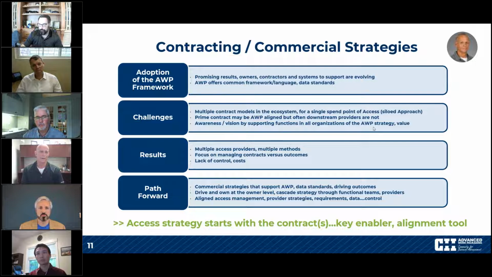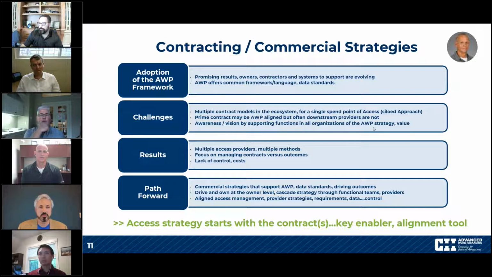As an example, the prime contract may be AWP aligned, but many of the cascading subcontractors on a project may not be as well aligned. One of the big things that became evident in this working committee was that the project team sitting in the trailer or in the boardroom has a very good awareness and vision of what AWP and the project deliverables are supposed to be.